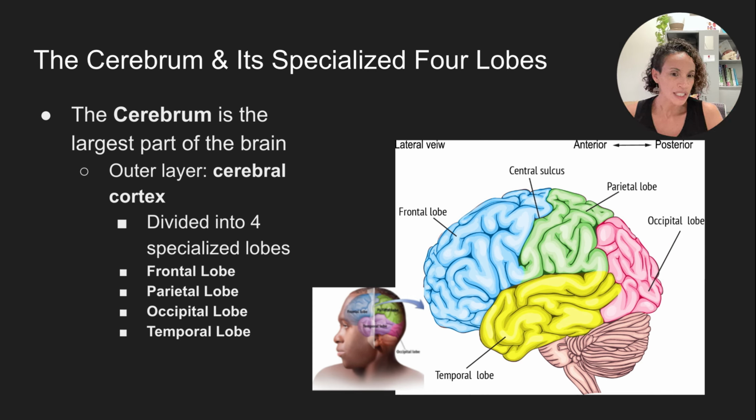Next to it, we have the occipital lobe in the very back of your brain over here. And that area is typically concerned with vision, visual processing. And then, of course, underneath it, right behind your ears, we have the temporal lobes. The temporal lobes are involved in many things, including language, hearing, and memory.